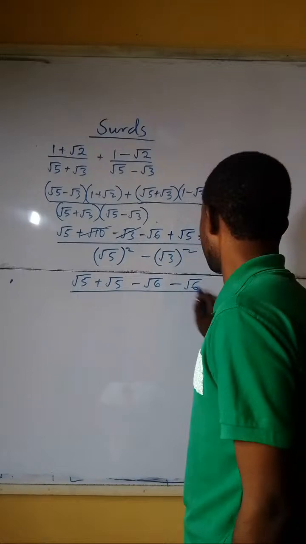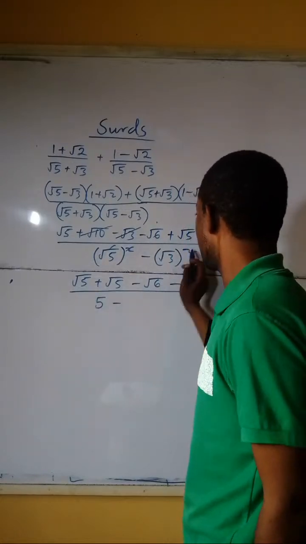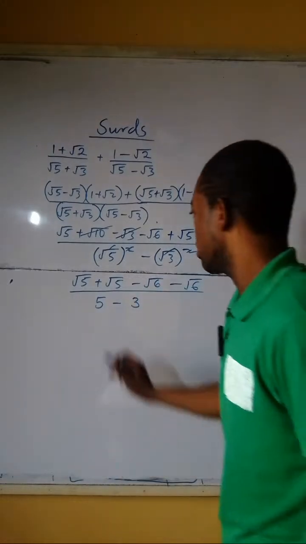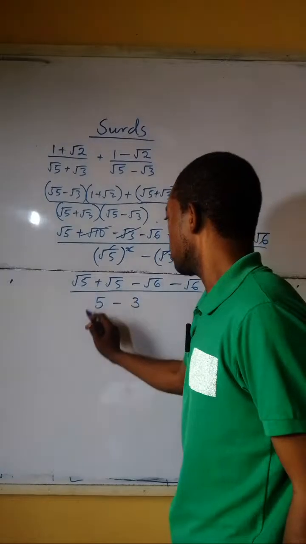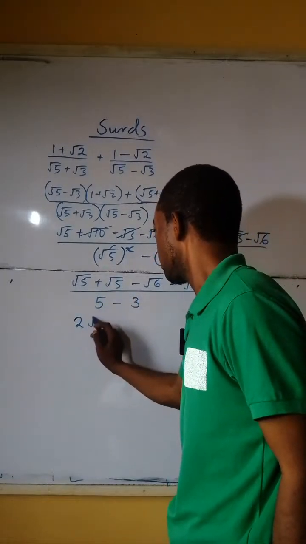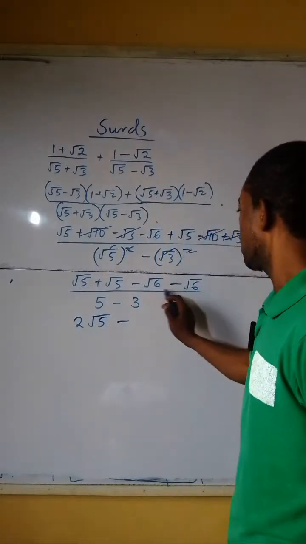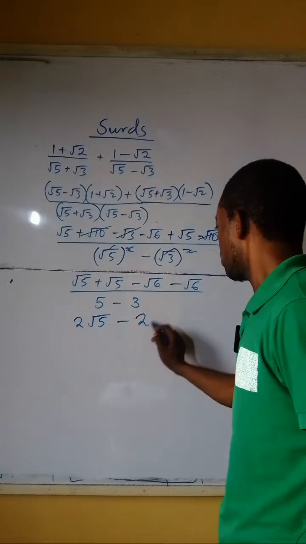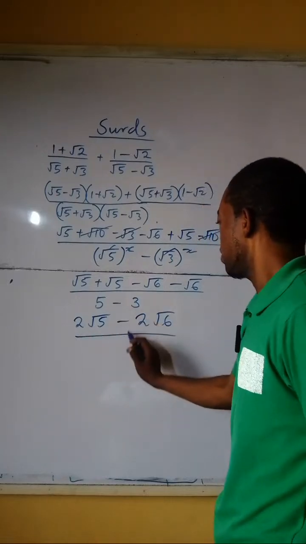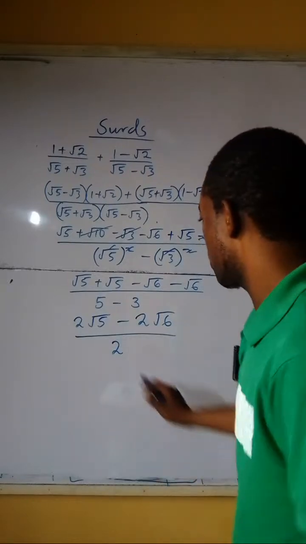is divided by, here square cancels square root, we have 5, then minus, also square cancels square root, we have 3. That is, here root 5 plus root 5, they are similar, so we can say this is 2 root 5, then minus root 6 minus root 6, that's minus 2 root 6, which is divided by 5 minus 3 here, that's 2.